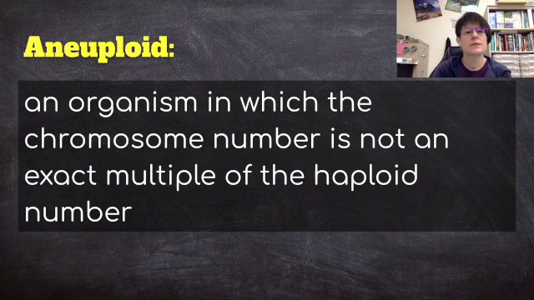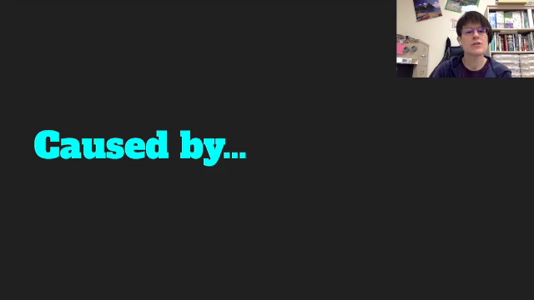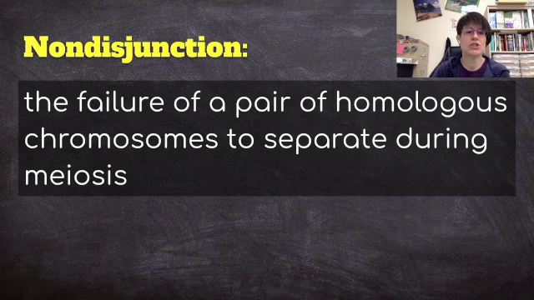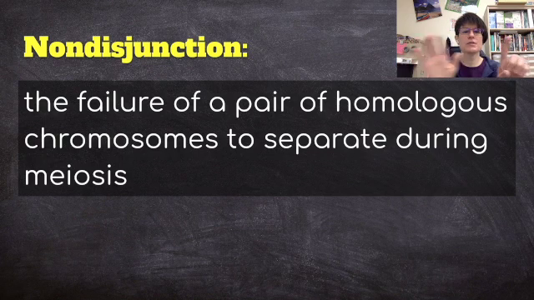There's also a condition called aneuploid. This is when an organism has a chromosome number that is not an exact multiple of the haploid number. So it's not multiples, it's just there's an extra chromosome. So it's the absence of a chromosome or the presence of an extra chromosome in an organism. It's caused by non-disjunction. And non-disjunction is the failure of a pair of homologous chromosomes to separate during meiosis. So instead of separating during meiosis, they stay together and go to the same cell.